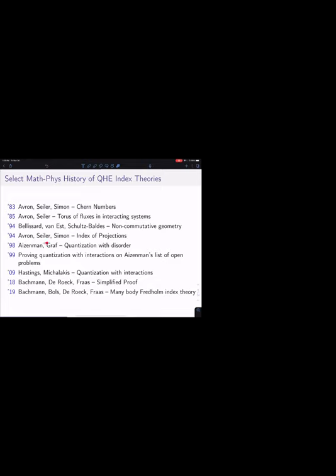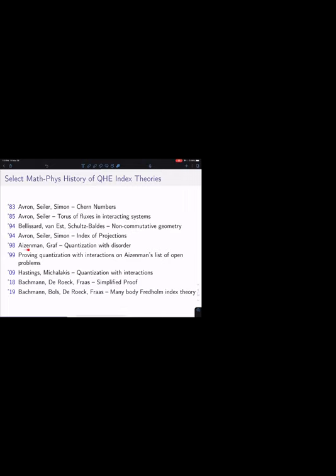And then in the 90s, it took around 10 years to understand how to incorporate disorder, but without interactions. The first work was by Bellissard, van Elst, and Schulz-Baldes. This is what they call non-commutative geometry, and I will not be talking about that. And then there was a follow-up work by Avron, Seiler, and Simon, where they essentially present the work of Bellissard in a more pedestrian way, and that index is called the index of projections. These two works developed a theory that can be used to add disorder and understand quantum Hall effect with disorder.